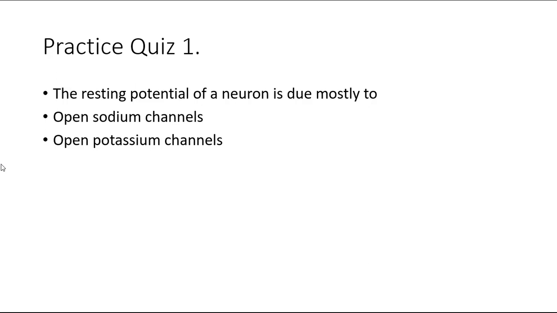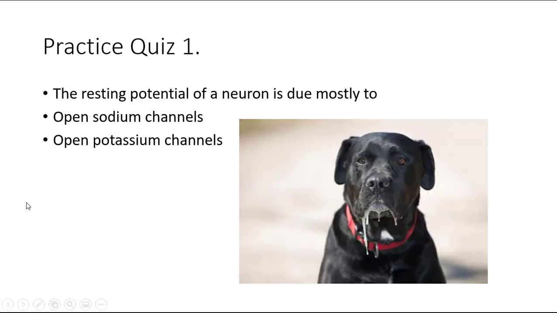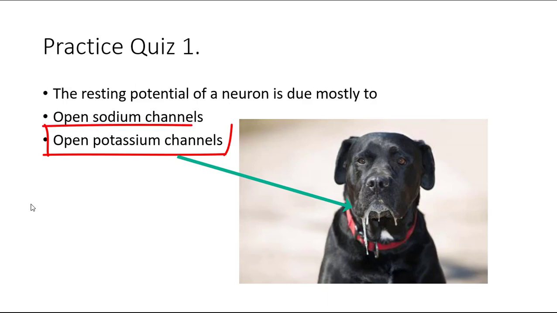Practice quiz 1. The resting potential of a neuron is due mostly to open sodium channels or open potassium channels. Which is the leak channel? Yes, potassium channel. So the answer is open potassium channels. Potassium channels are the most common open channel in the plasma membrane of a resting neuron. As a consequence, resting neurons are more permeable to potassium ions than to any other ion.